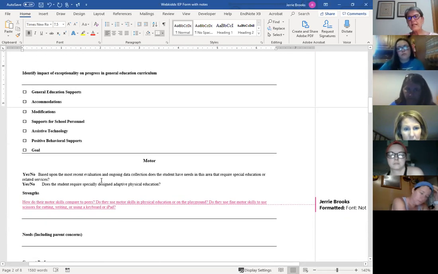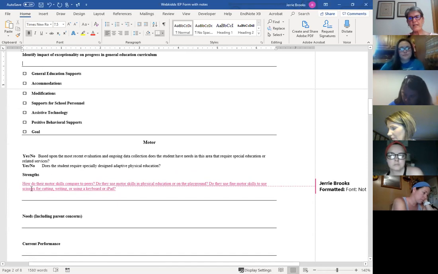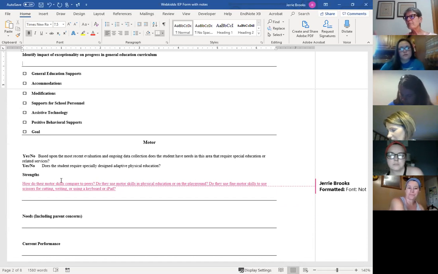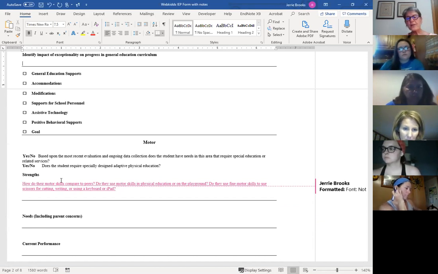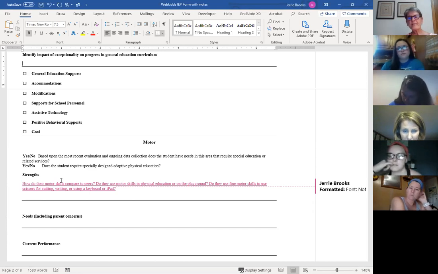Okay, motor skills. Based on their motor skills, is there anything special required? And when you're thinking about kids, always compare them to their peers or their classmates. When you see little kids playing on the playground, can they run and jump and skip and do all the things that their peers are doing? And you can say that on the playground, they're participating in all the activities with their peers. Or in PE class, can they do all the activities? So are they just about like their peers?